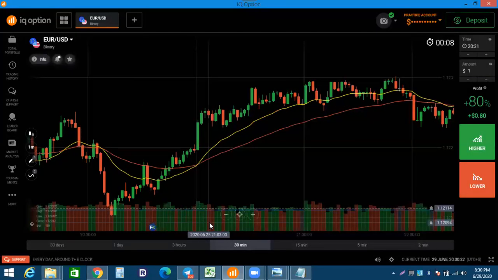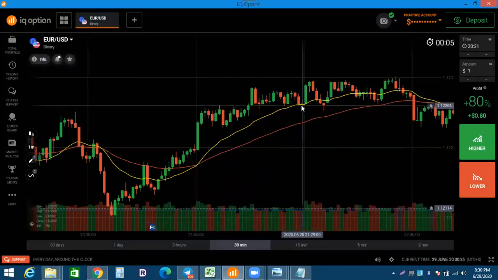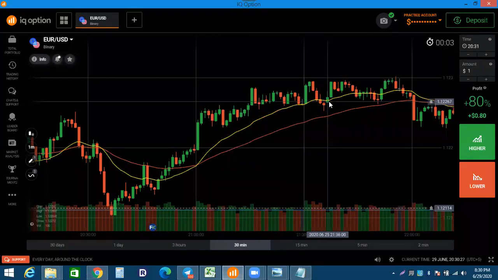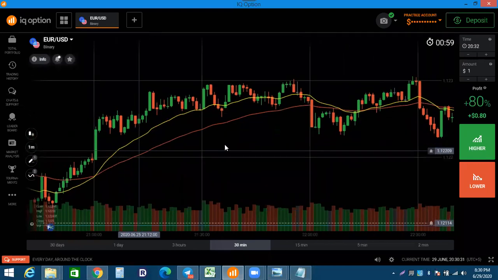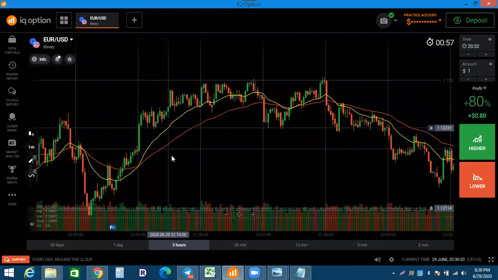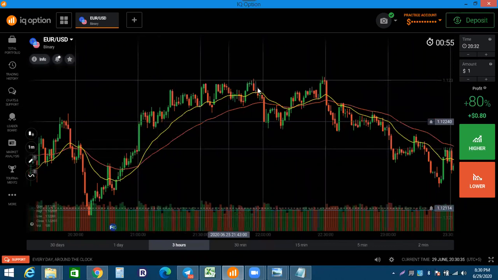Look at the 20 moving average. Do you find the pullback on the 20 moving average? This type of moving average you can use for the trend direction.